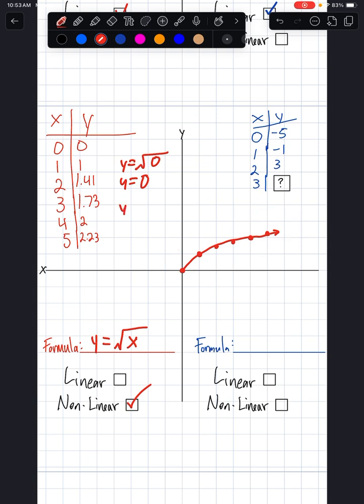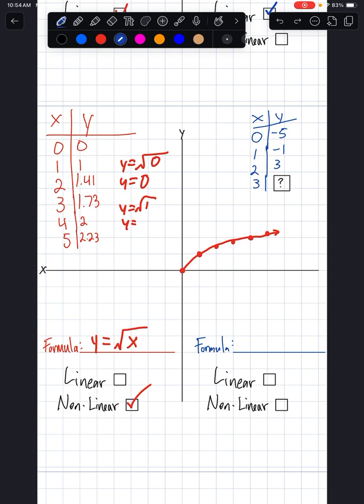So y equals square root of 1 just equals 1. And you can plug this into a calculator. If you do y equals square root of each of these numbers, these are the values you'll get. So y equals square root of 2 will give you 1.41. So that's the input giving you the output, or y. Okay. And this will be our last one right here, this blue one.